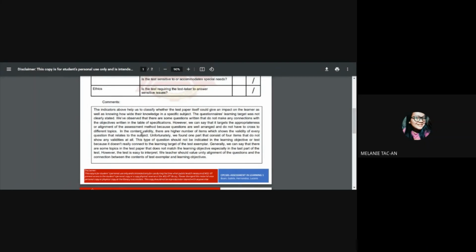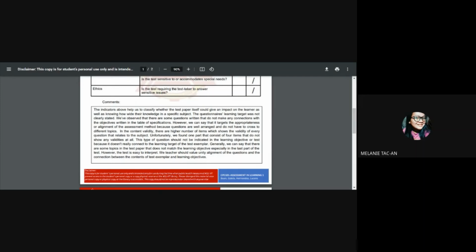So for our comments, the group knows that the indicators above help us to classify whether the test paper itself could give an impact on the learner, as well as knowing how wide their knowledge is in a specific subject. The questionnaire's learning target was not clearly stated, especially in the last part of the paper, items 40 to 45 or to 50. We've observed that there are some questions written that do not make any connection with the objectives written in the table of specification. However, we can say that it targets the appropriateness or alignment of the assessment method because questions are well arranged and do not have to cross the different topics.